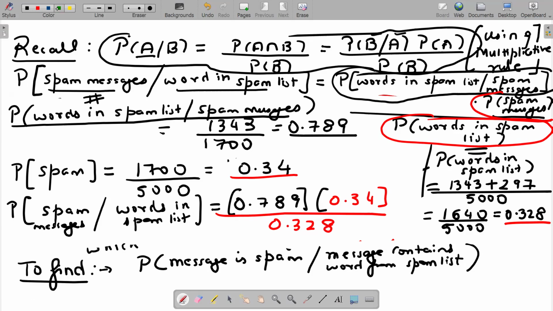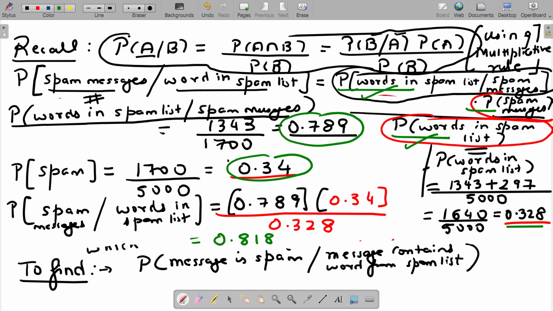We got all these values. I am repeating it again: probability of words in the spam list given spam messages is 0.789, probability of spam messages is 0.34, probability of words in the spam list is 0.328. Now if I work this out, it comes out as 0.818. You can use your calculator and check. This is the answer for this question: the probability of having spam messages given that there are words in the spam list.